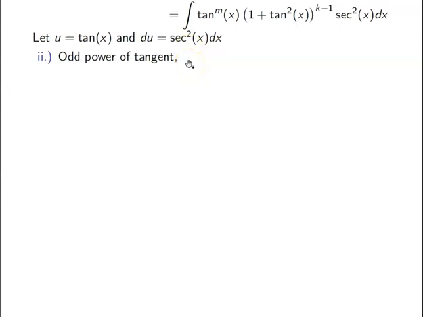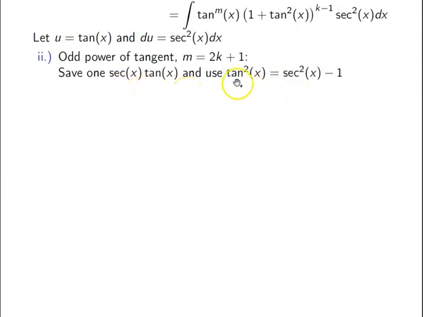So now let's say that instead of secant having an even power, tangent has an odd power. So tangent is some odd value. We're going to save one secant times tangent, and then we will use the identity for that, which is tangent squared equals secant squared minus 1, as we saw before, for the rest of the tangents that are present. So that should have k number of tangents left, right?